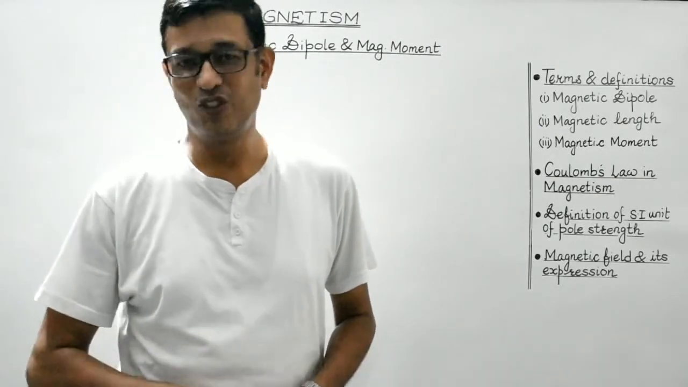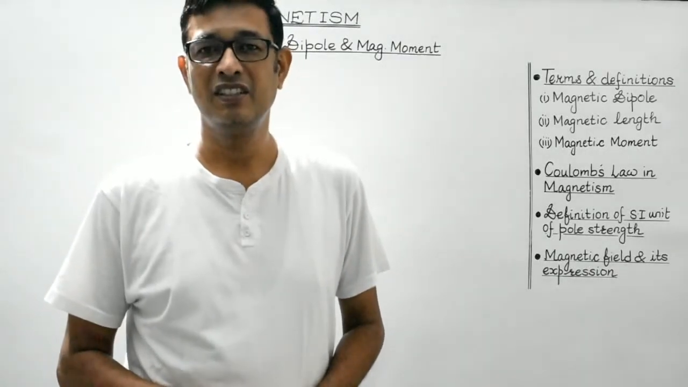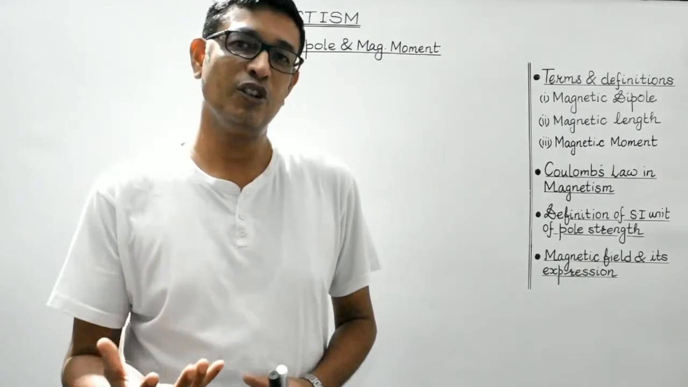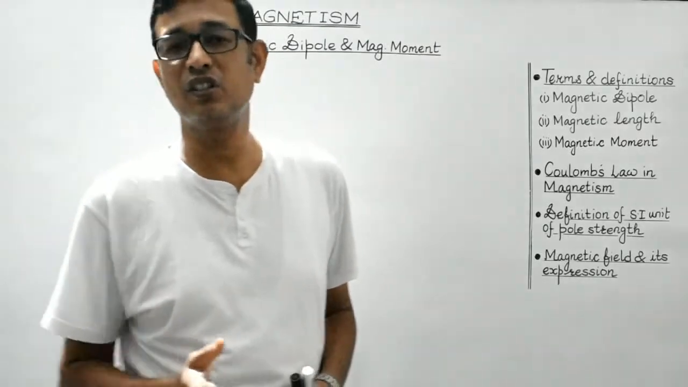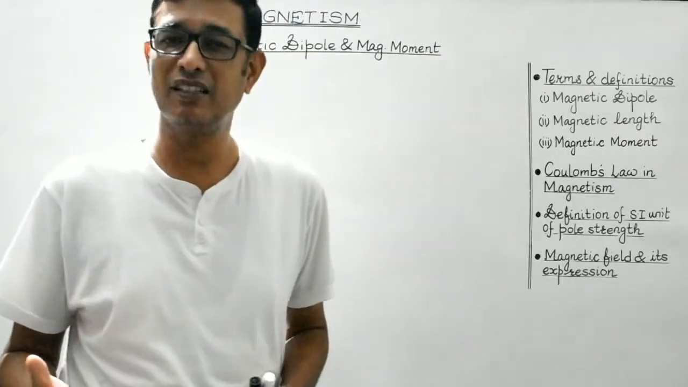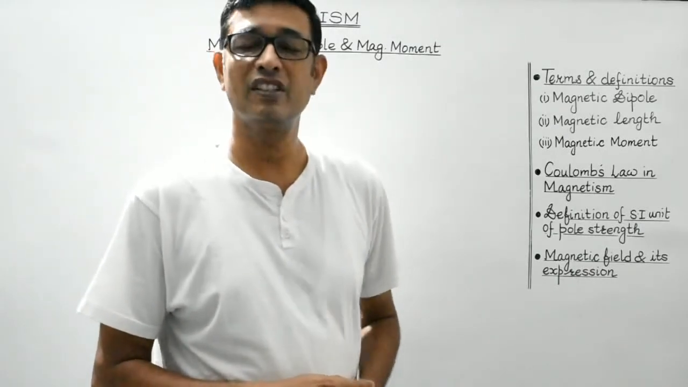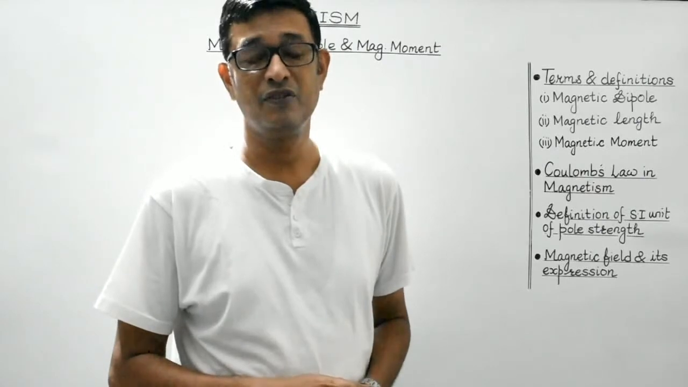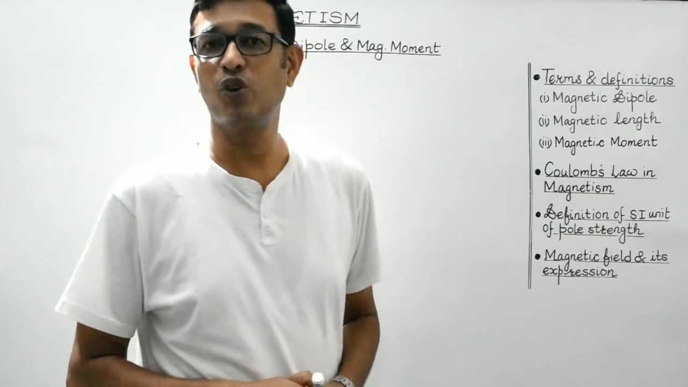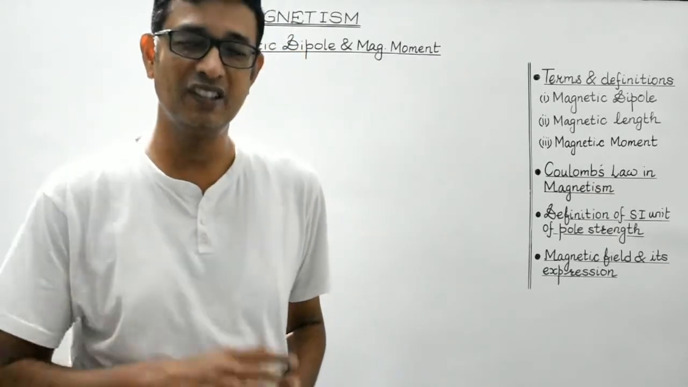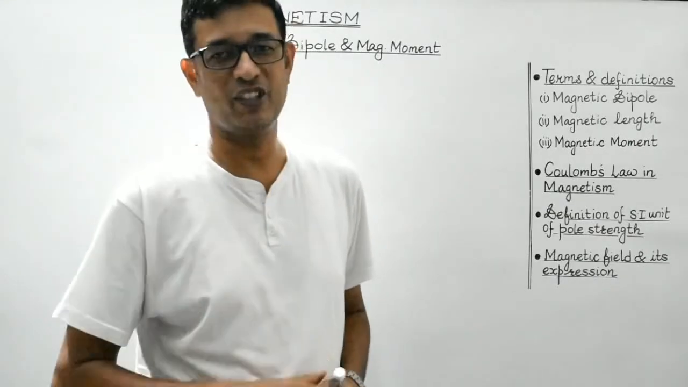So students, with that note, let's start today's session. Today we are going to discuss the second episode of this unit of magnetism. In the previous lecture, we discussed the artificial bar magnet, its properties and uses, isn't it? Today we will discuss some terms and definitions. Then we will discuss Coulomb's law in magnetism, and in the process we will define the SI unit of pole strength. And then we will also discuss magnetic field and its mathematical expression.